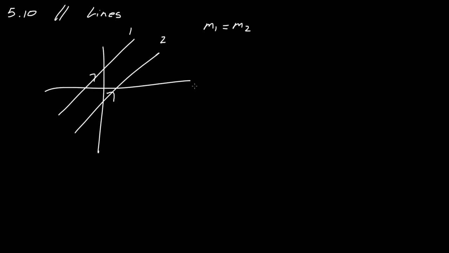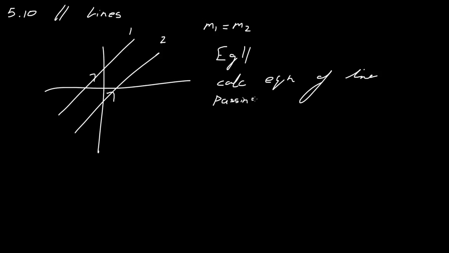So here's an example using this. Example 11, they say calculate the equation of the line passing through the point (2, 3) and parallel to y equals 2x plus 1.